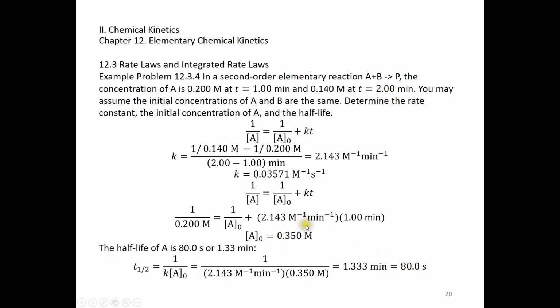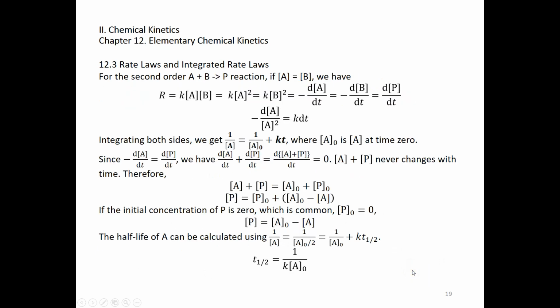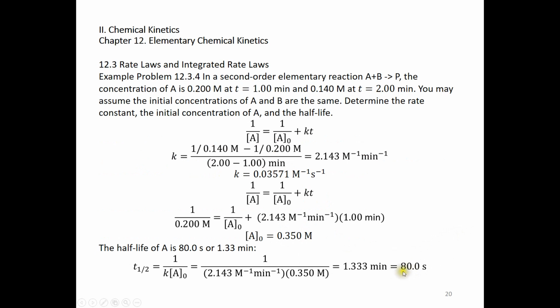So in this numerical example, we got the same initial concentration, same half-life, but this k is different. Over here we get k 2.1. I want to show you the previous calculation. This 2k is 2.1. Alright, 1k is 1.07. So the value of k is different between these two examples, but A naught is 0.35 in both examples. Half-life is 80 seconds. Initial concentration is 0.35.